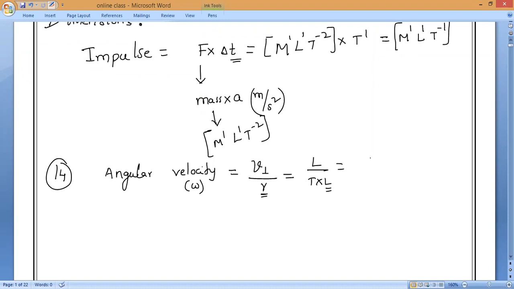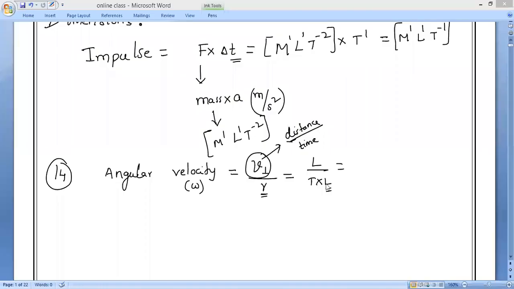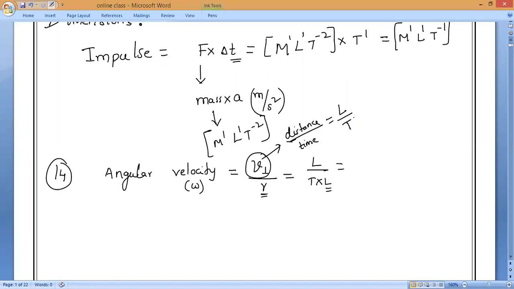Can you hear me, brothers? Yes, sir. So, as we all know, velocity means distance by time. Distance we can measure in meters. Meters is actually length. Time means T only. And this R is again measured in meters only.